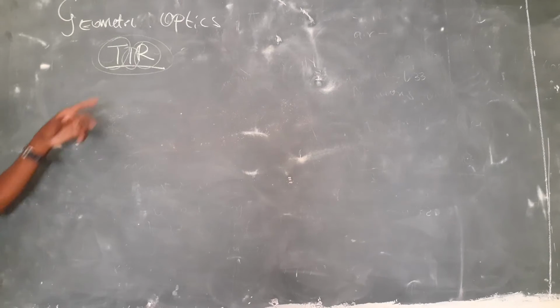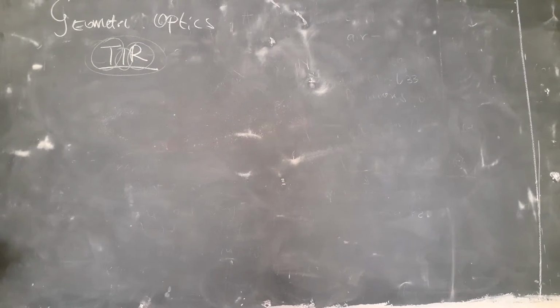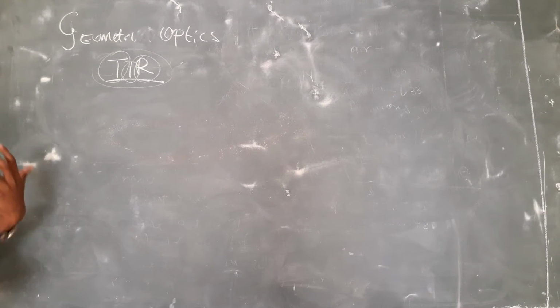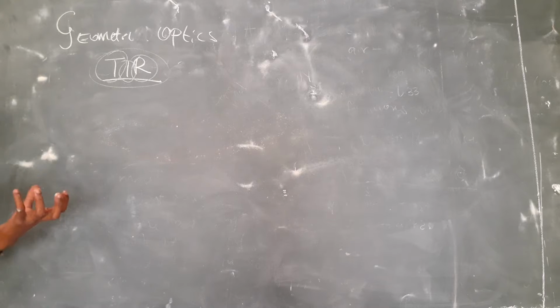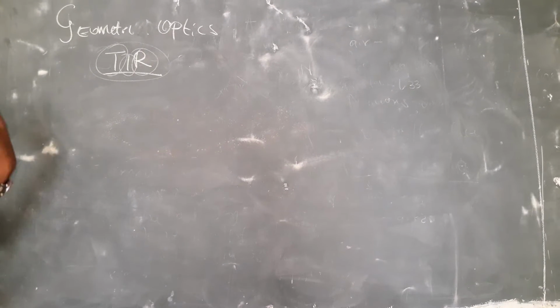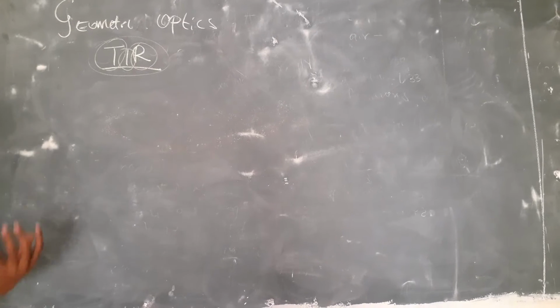Now, when you talk about reflection, we talk about maybe when you are looking at yourself in the mirror. You see yourself there, and that is what you call a reflection. But that is not a total internal reflection. That is just a reflection. Total internal reflection happens inside the medium, not outside the medium. So mirrors are not doing total internal reflection, they are just doing a reflection.